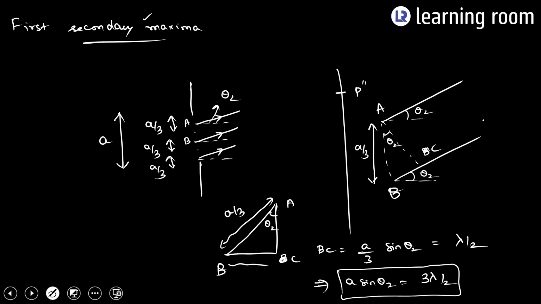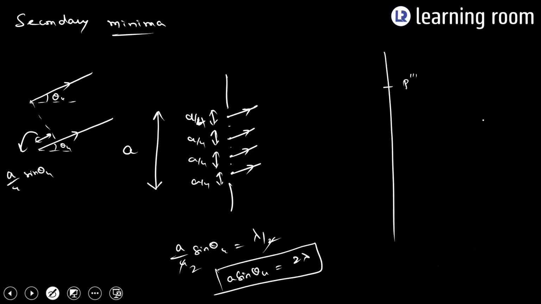And what is the condition for it? For the first two rays to undergo destructive interference, the path difference between them should be equal to lambda by 2. Why lambda by 2? Because they are also successive rays. So a by 3 sine theta should be equal to lambda by 2, or a sine theta should be equal to 3 lambda by 2. Right? Similarly, for the second minimum, what will you say?